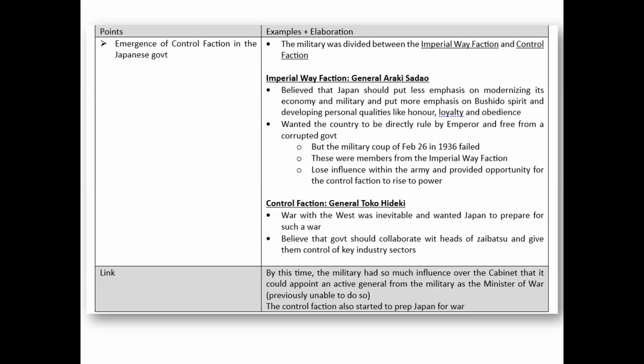And because of that, the military had so much influence. Now they could appoint a general as minister of war. Now the Control faction took up most of the military, and that's it. That was one of the many reasons why later on you'll see that Japan was much more deliberate in going to war, because the groups in the Japanese military were very much led by the Control faction, which was more aggressive.